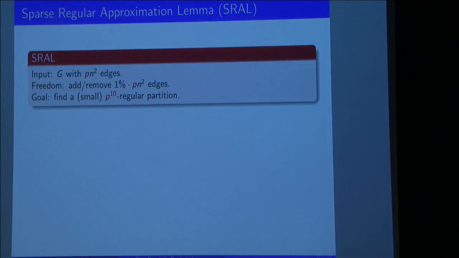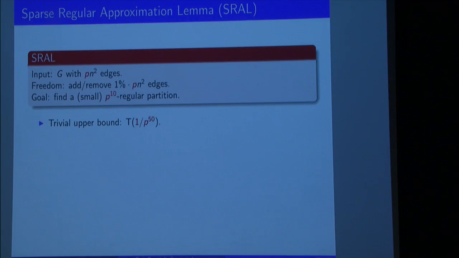Okay, so let me talk a bit more about this relaxed notion of graph regularity. We call it the sparse regular approximation lemma, or SRAL for short. So let me define this. The input to this relaxed regularity lemma is a graph of density p. And as opposed to the usual regularity lemma, now you have the freedom to modify the graph, so to add or remove 1% of the edges. So that would be 1% of pn² edges. And your goal is to find a small, by small I mean small number of parts, epsilon-regular partition where epsilon would be, say, polynomial in p, whatever would allow us to apply a counting lemma.